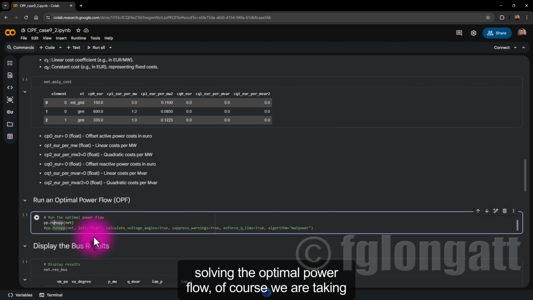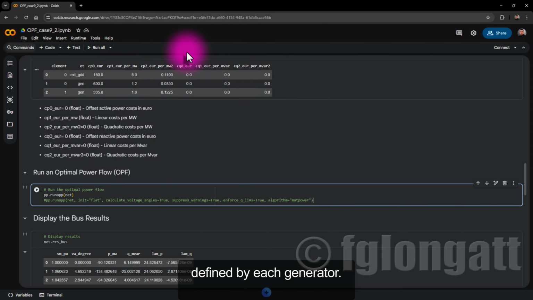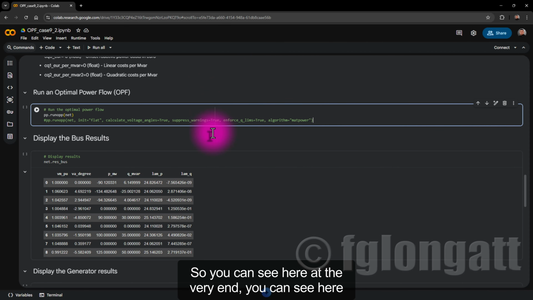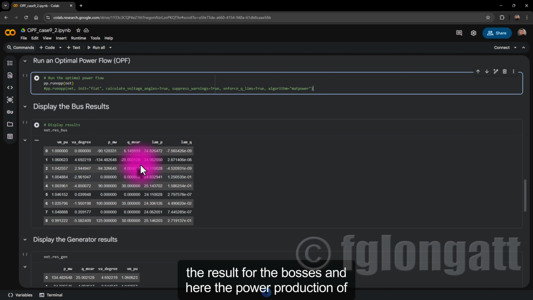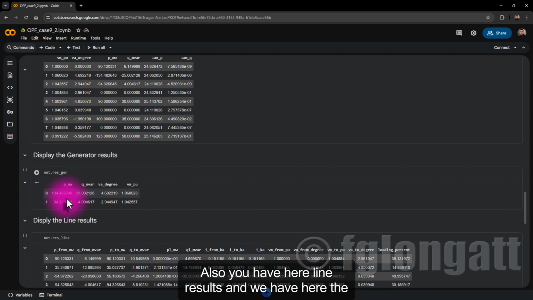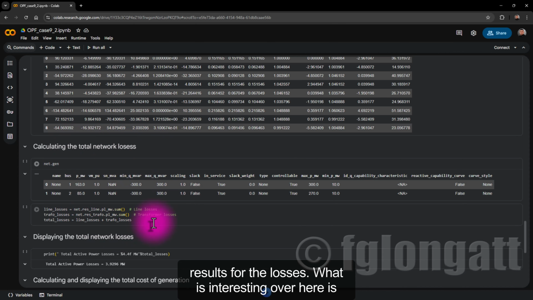So when you are solving the optimal power flow, of course, we are taking into consideration the cost function defined by each generator. So you can see here at the very end the results for the buses, and here the power production of the generators. Also, you have here line results, and we have here the results for the losses.